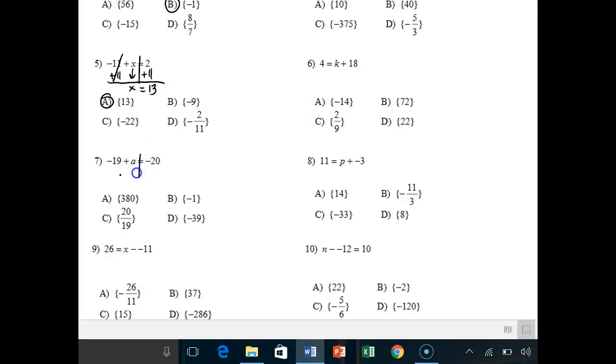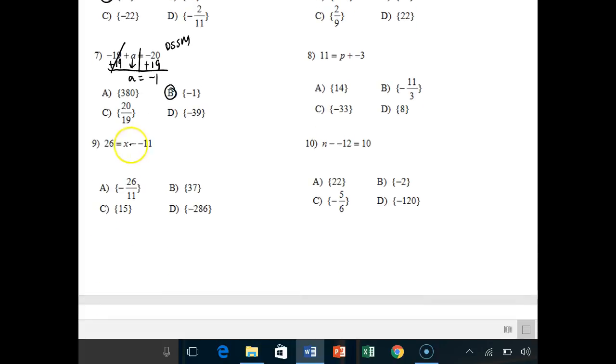Okay. Number 7. Be super careful as you do it. Again, the variable is on the left-hand side. So add 19. Add 19. Sorry, this was SSAK. This is DSSM. Those cancel out. Bring down your variable a is equal to 20 minus 19 because of different signs. Subtract. We have 1. There are more negatives, so negative 1.